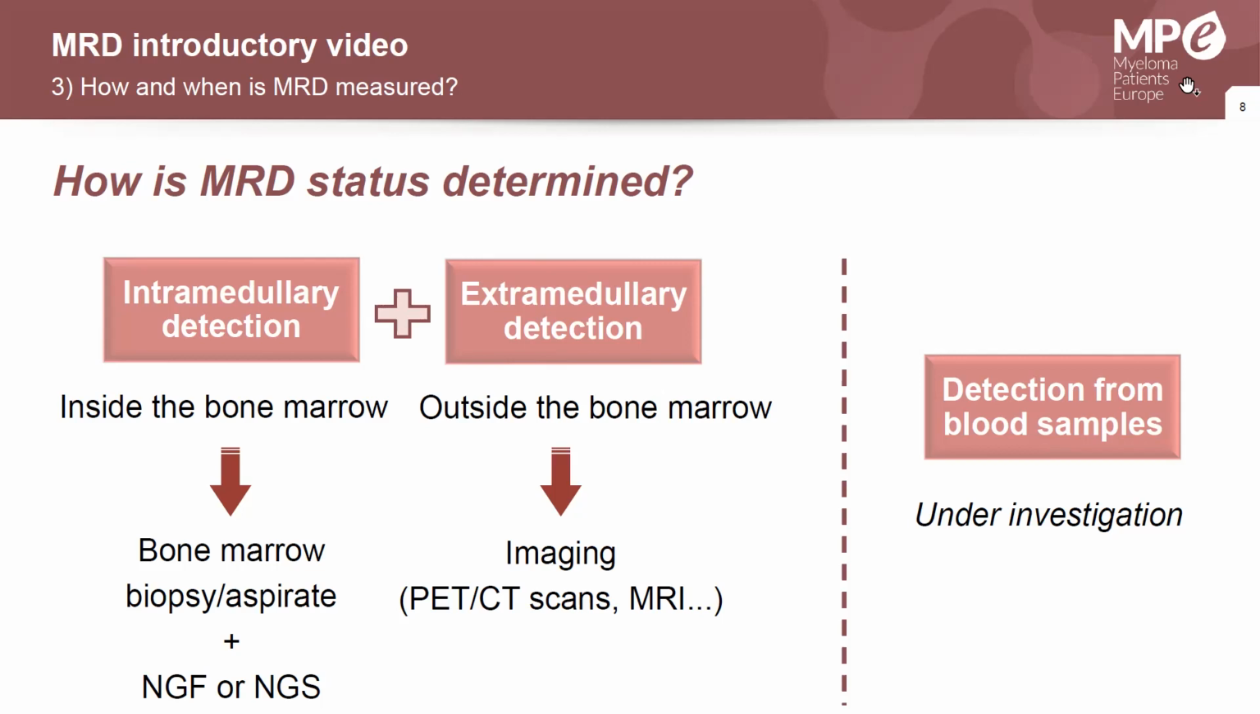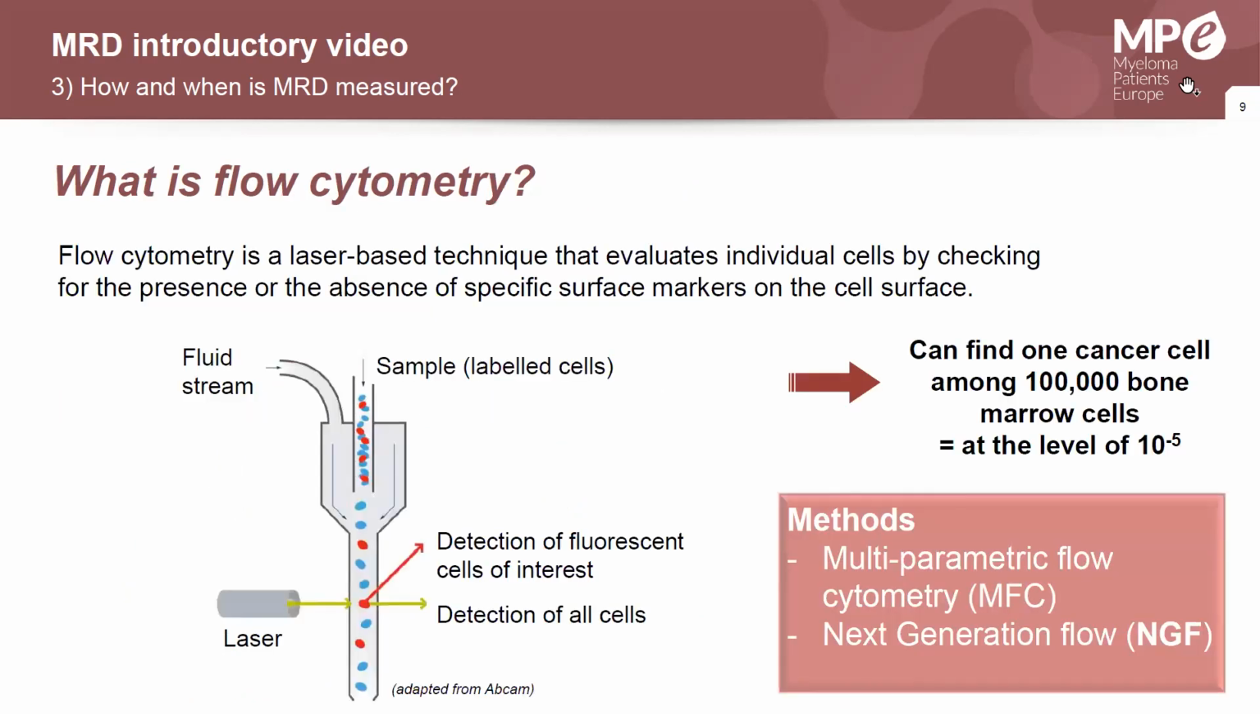The main intramedullary MRD tests which are currently used are called flow cytometry, which is the most common, and a more sensitive test called next-generation sequencing. The main extramedullary methods are based on imaging techniques such as PET-CT scans or MRI. I will now focus on flow cytometry and next-generation sequencing and later speak about imaging. So what is flow cytometry?